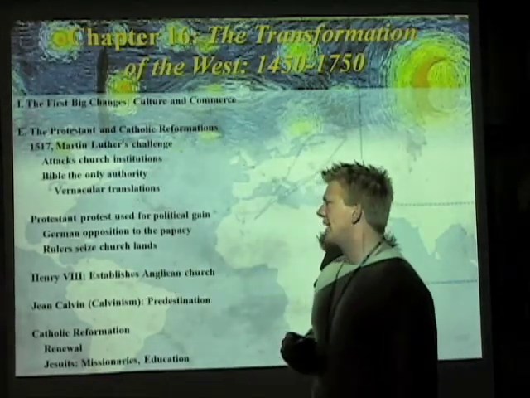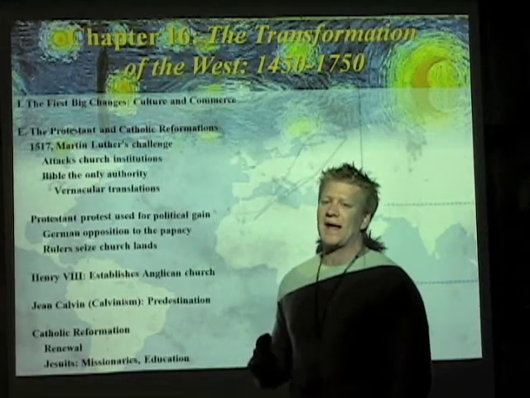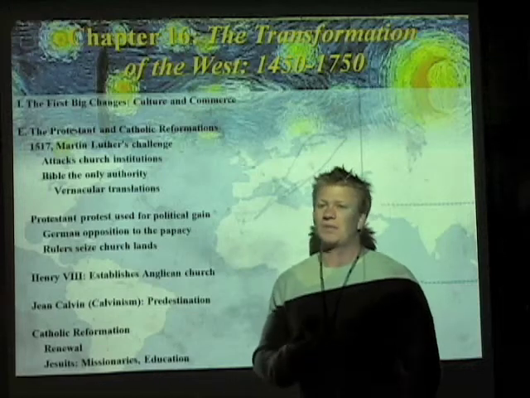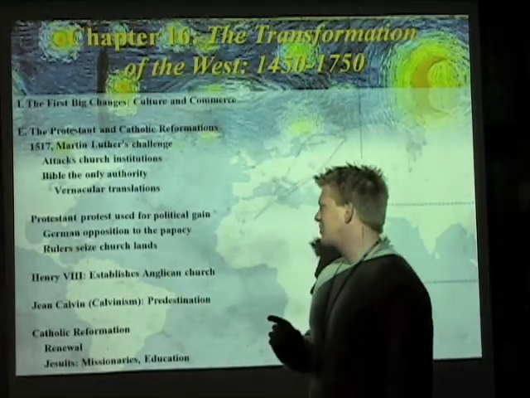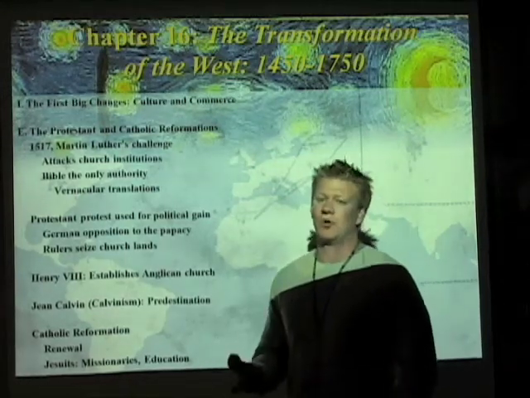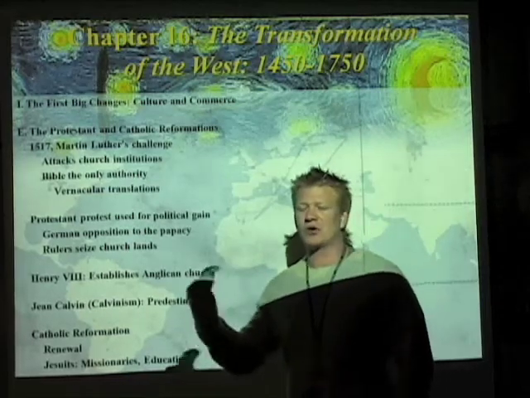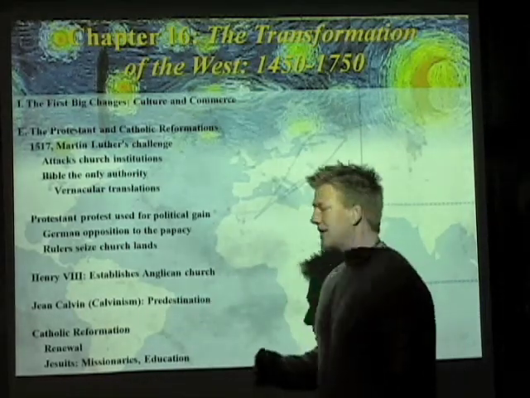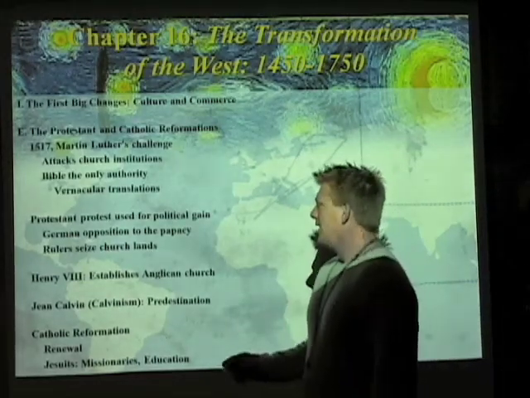Rulers seized church lands, so this was another opportunity to gain land that the Catholic Church had, which before wasn't able to be taxed. Henry VIII establishes the Anglican Church in England. This is, of course, because he wants to divorce. Henry VIII, there's the cheesy little song that goes along with it with his multitude of wives. So really it was over marriage more than anything else.